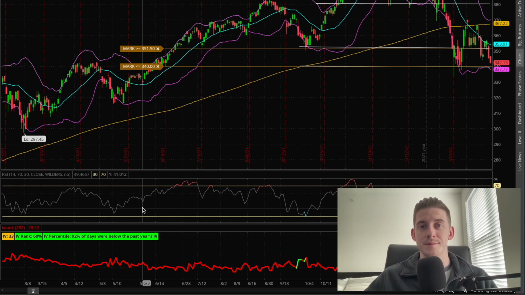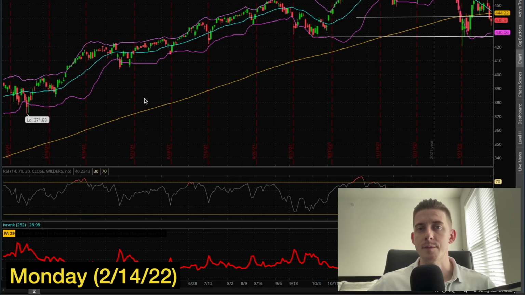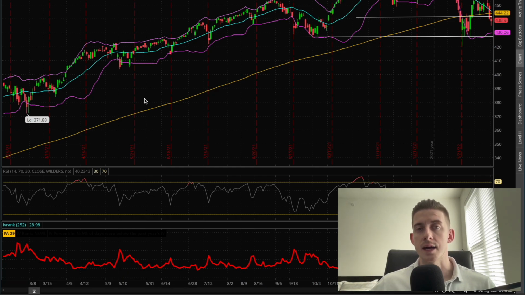So let's get started. All right, today is Monday, February 14th, and today we saw a very interesting trading session in the market. There was a lot of two-sided action, a lot of back and forth basically, and in particular, about halfway through the day, we saw a pretty massive sell-off because of some increased tensions between Russia and the Ukraine.